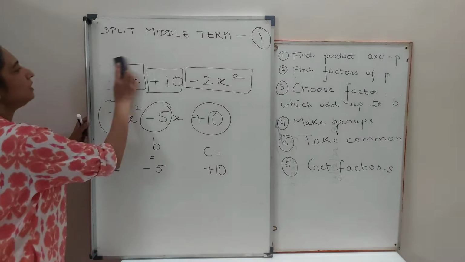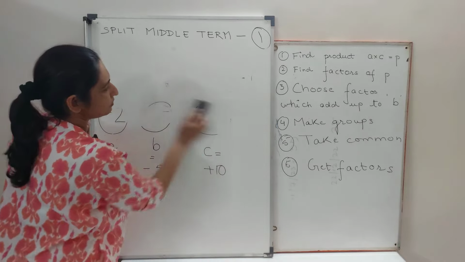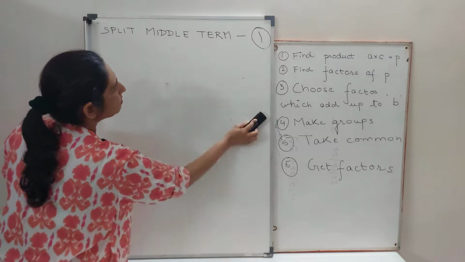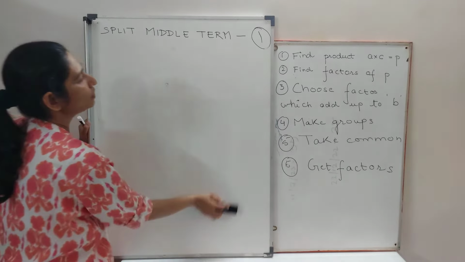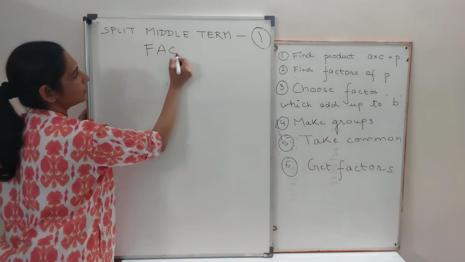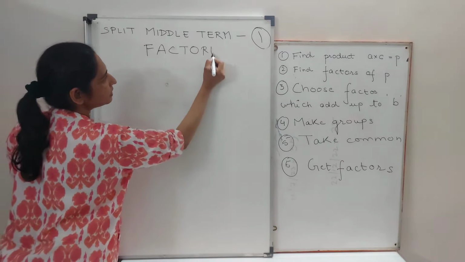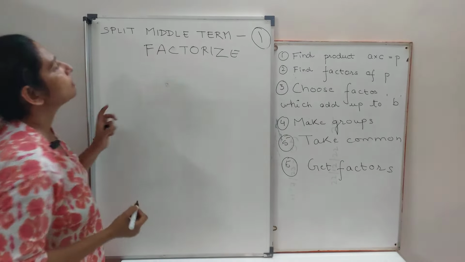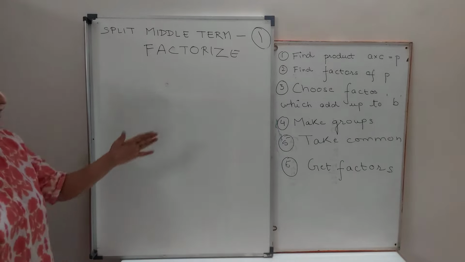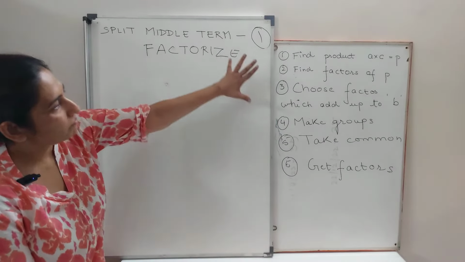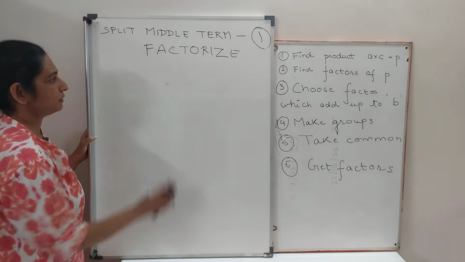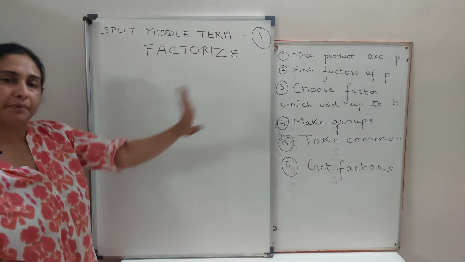Now the primary objective of this video is to learn how to use the method of middle term splitting to factorize. The purpose is to factorize the equation, and the method to be used is splitting the middle term. I've written down the steps there. One by one I'll explain all of them. So let's take one simple equation and we'll understand each step one by one.